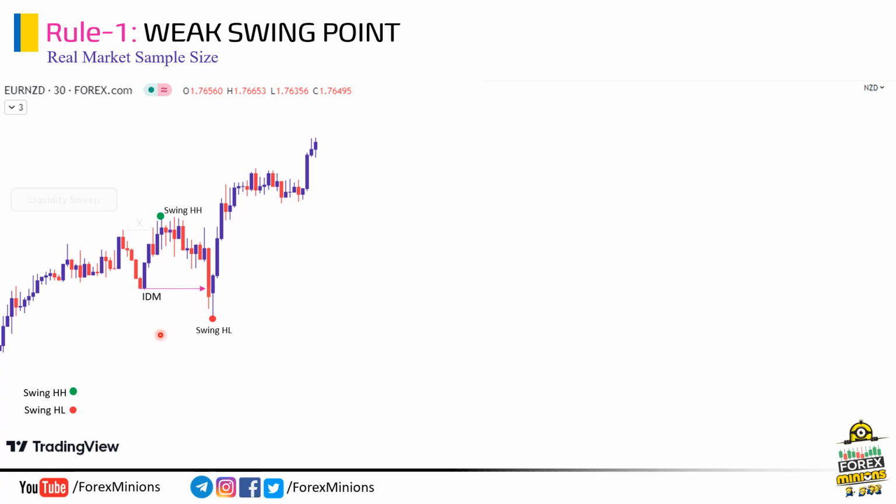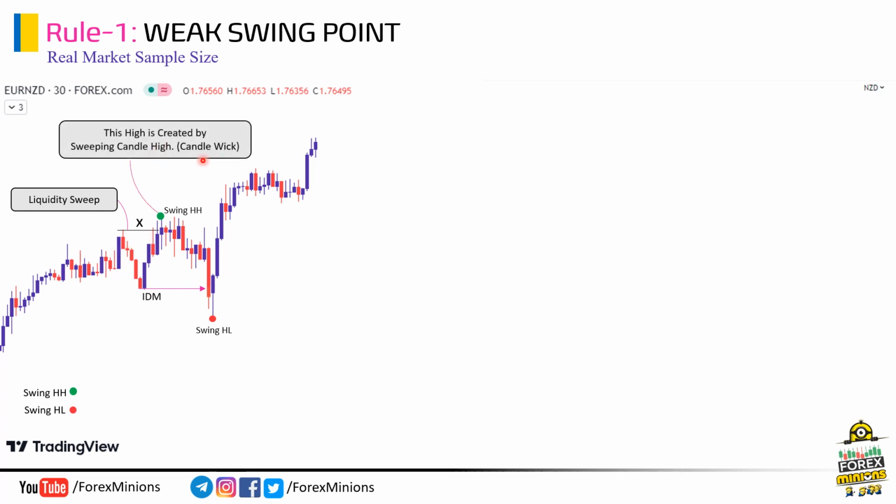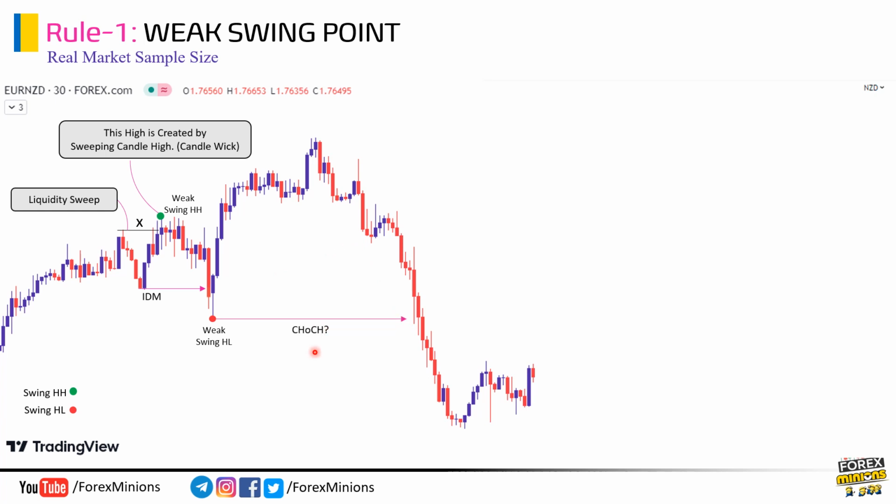But note that this is actually a liquidity sweep area, and this high is created by a candle wick, or you can say a sweeping candle. Now, as per the rules, we will mark it as a weak swing lower high and lower low. Now, if the market breaks this level, is it a valid change of character?